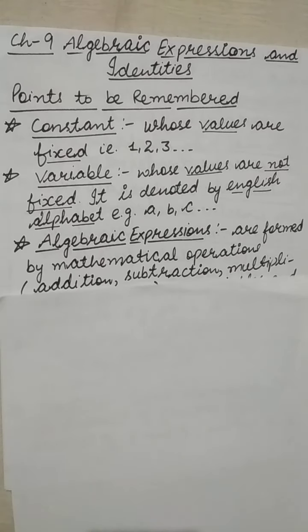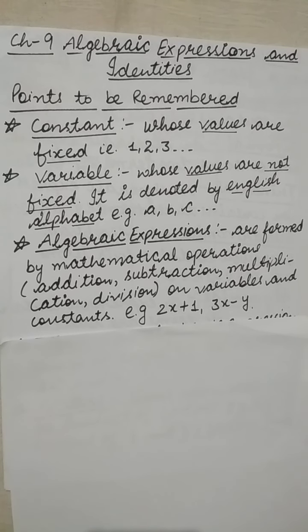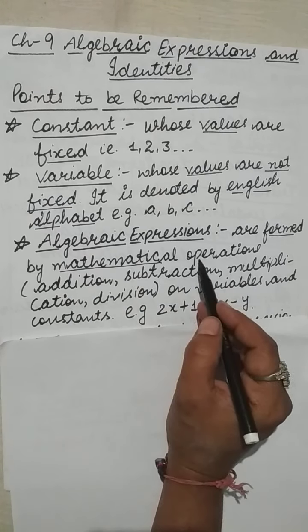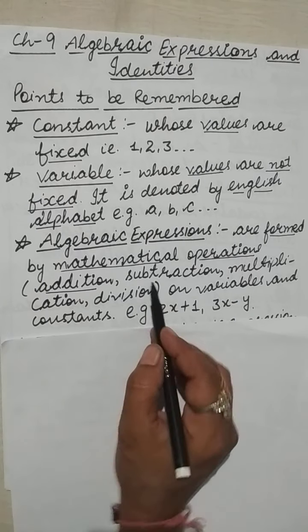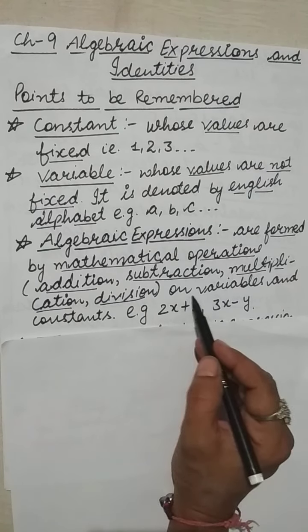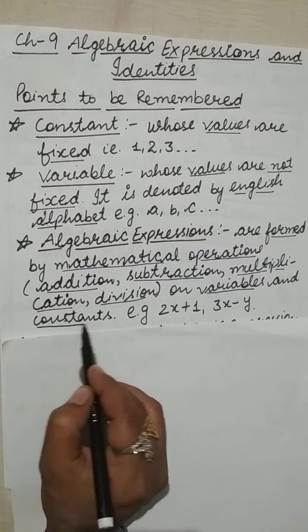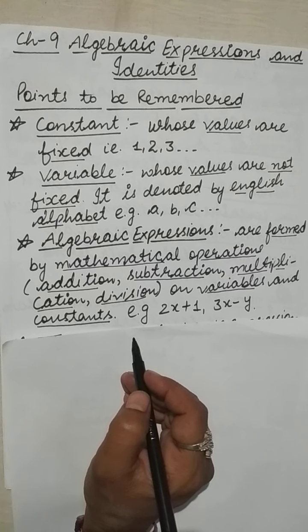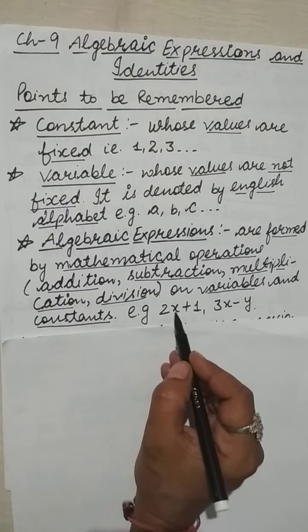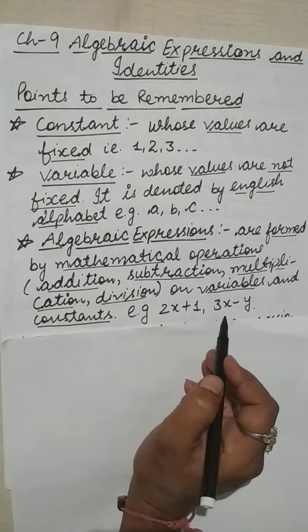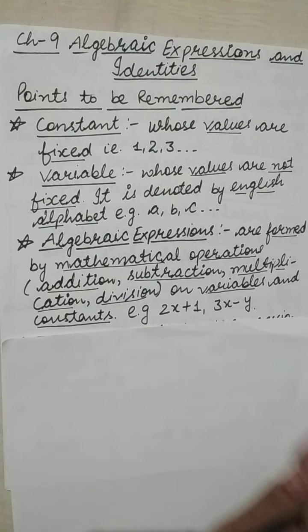Next definition is algebraic expressions. Algebraic expressions are formed by mathematical operations like addition, subtraction, multiplication, division on variables and constants. Basically, when variables and constants are added, multiplied, subtracted or divided, then algebraic expressions are formed. Here we have examples: 2x plus 1 or 3x minus y. These are examples of algebraic expressions.